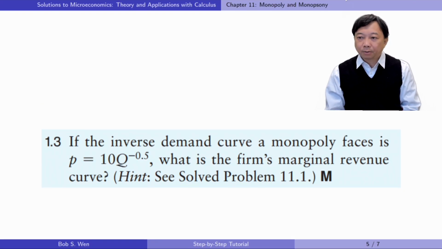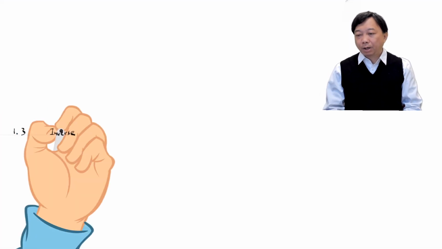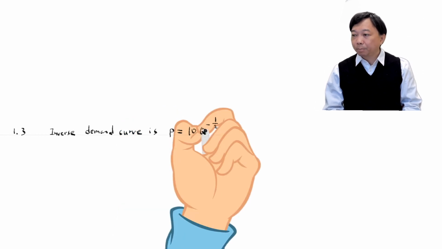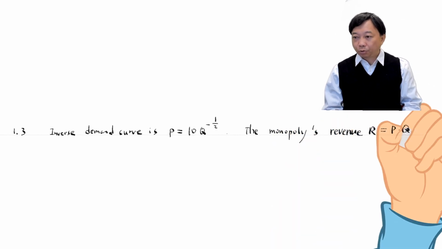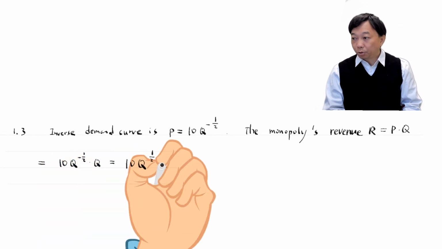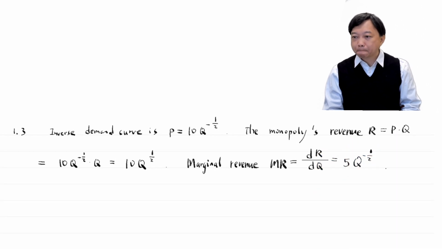Let's see exercise 1.3. If the inverse demand curve a monopoly faces is as follows, what is the firm's marginal revenue curve? We have the inverse demand curve, which is a function of price in terms of quantity. We can write the revenue function, which is the product of price times quantity. The marginal revenue is the derivative of the revenue with respect to quantity.